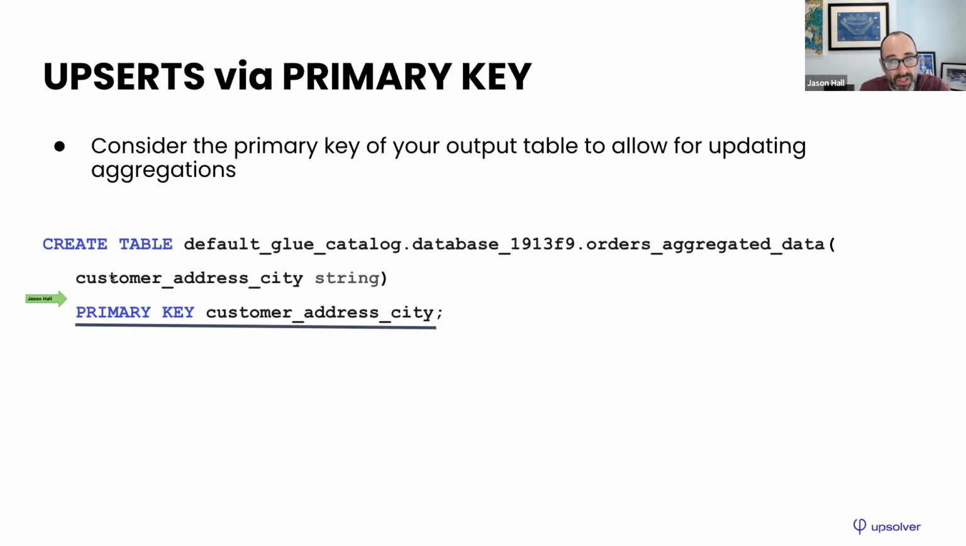Remember, this job is going to run on a given interval. Let's assume minute by minute. We're creating aggregations on our source data and writing it into an aggregated output. And we may want to have that table have its aggregations updated every time a new aggregation is calculated. So we do that by defining a primary key on our table. And then when our job writes into an existing primary key, it will update the aggregation. If it's a new primary key, then it'll append a new record to our output table.